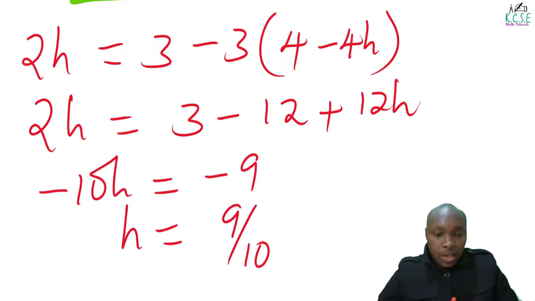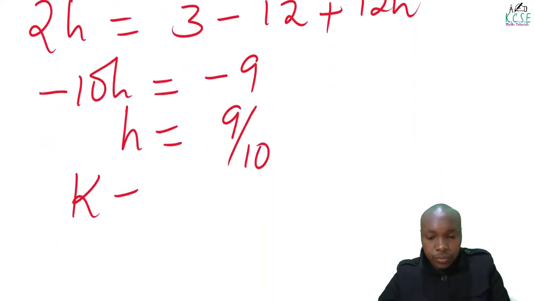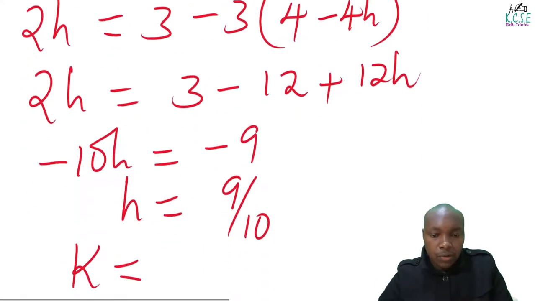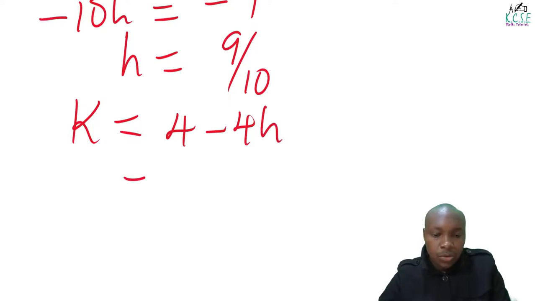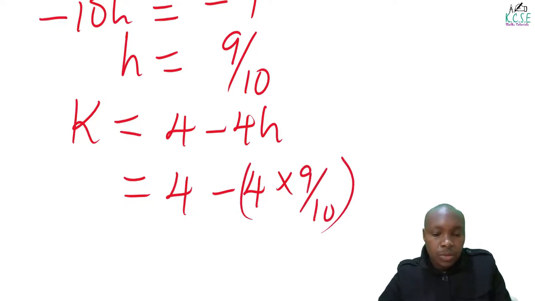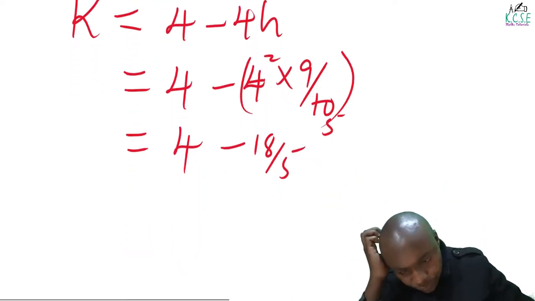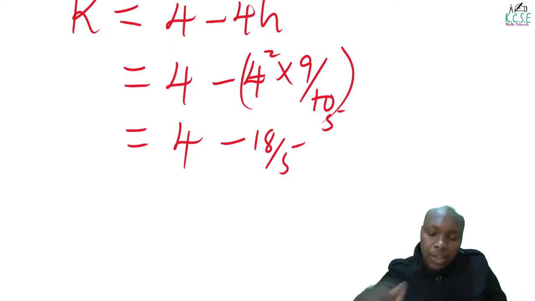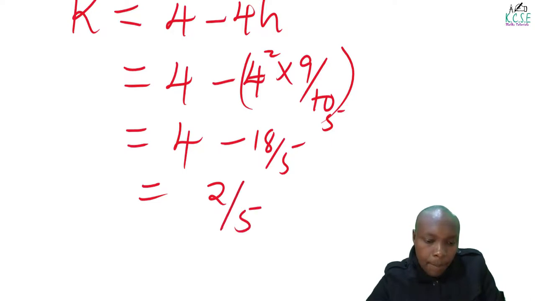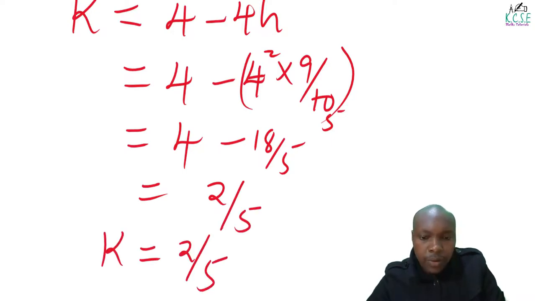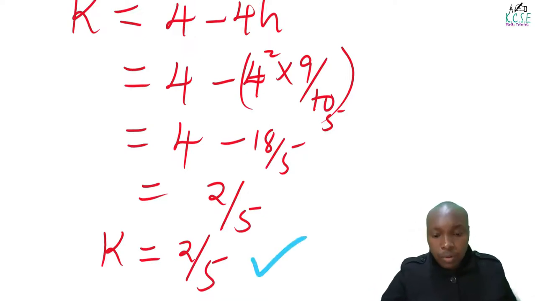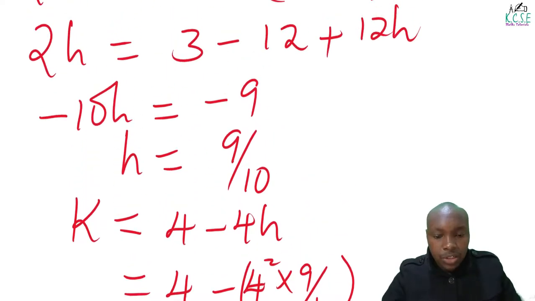So that is H. So K is equal to, from this equation 1, 4 minus 4H. So K will be given by 4 minus 4, then H is 9 over 10. So this gives 4 minus 18 over 5. And if you work this out, you get K is given by 2 over 5. So K is equal to 2 over 5. So we've now obtained the values of H and K.